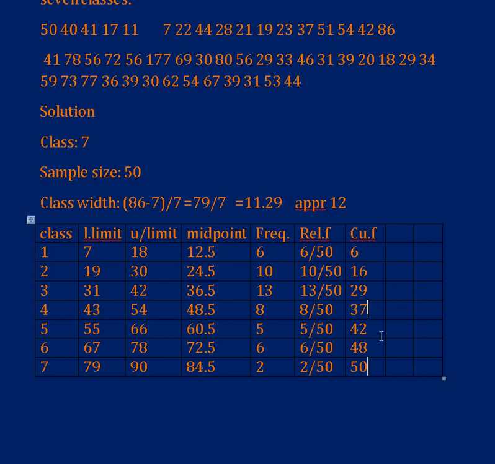So this is how we consider the frequency distribution. In the next tutorials, we're going to take a look at how to do the histogram and the rest.